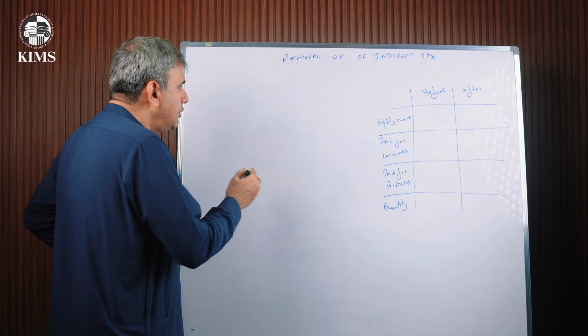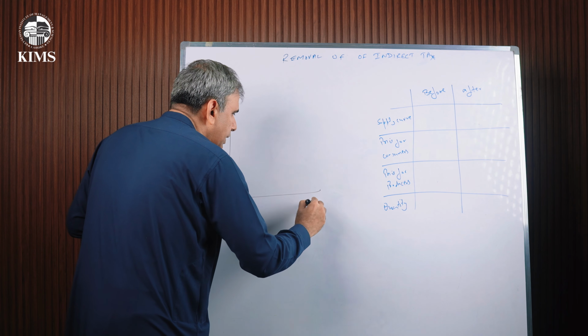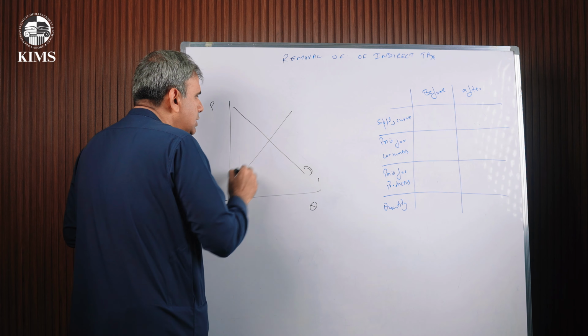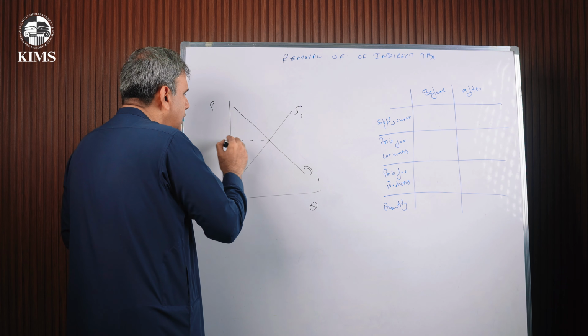So first of all, we draw the initial demand and supply curve. Remember, whenever you show initial demand and initial supply curve, you must show the equilibrium.